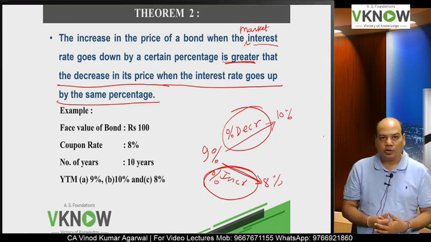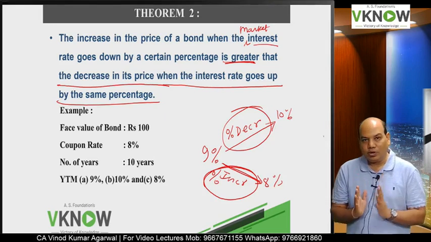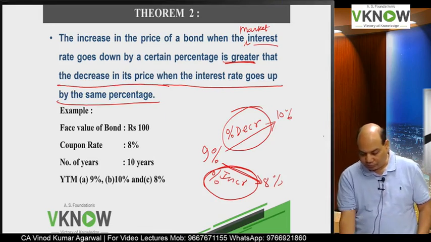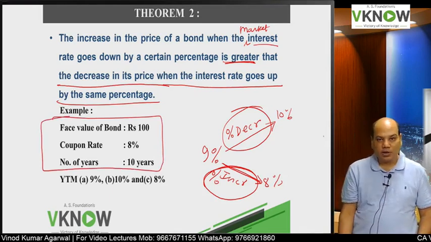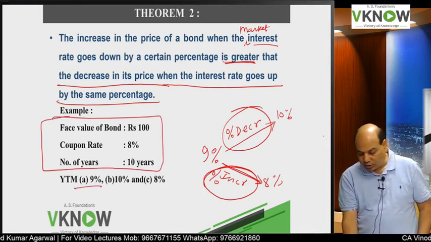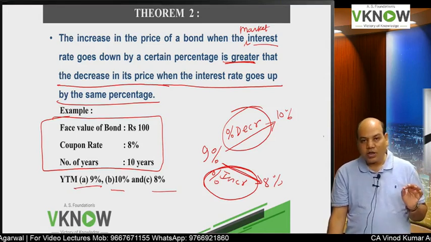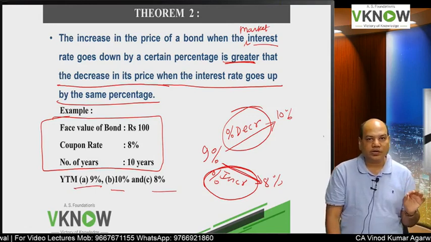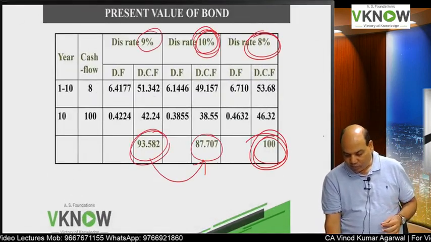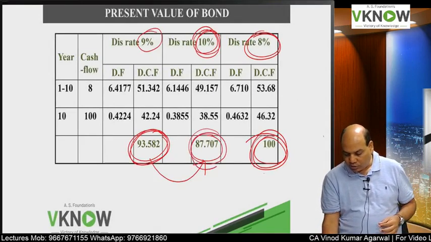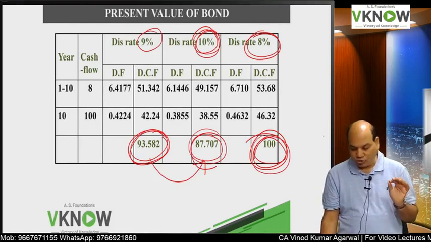Face value of the bond is 100 rupees, coupon rate 8%, number of years 10 years. This I have kept same as our example earlier, and the 3 YTMs also I have kept same. So good news is that the calculation of the present value we have already done here. Can you see here? We have already done the calculation in your first example. So only I need to compute the percentage change.